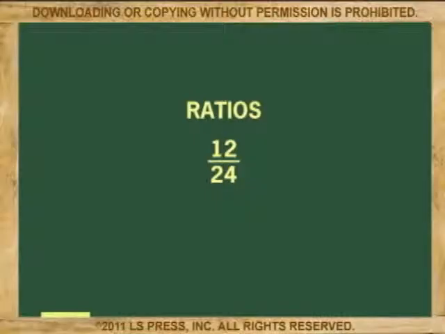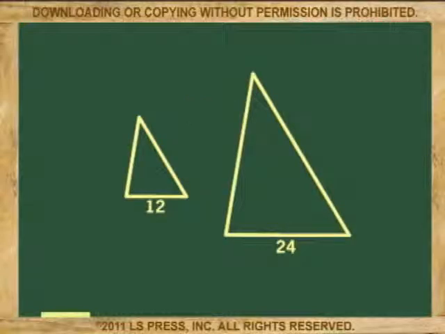Now first let's talk about ratios. A ratio is a fraction where we compare two quantities. In the case of geometry, we'll take the measurement of two triangles. For example, this triangle has a base of 12, and this triangle has a base of 24. The ratio between the bases is either 12 to 24 or 24 to 12.